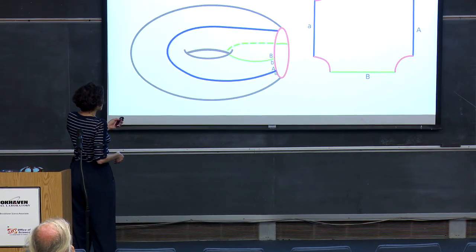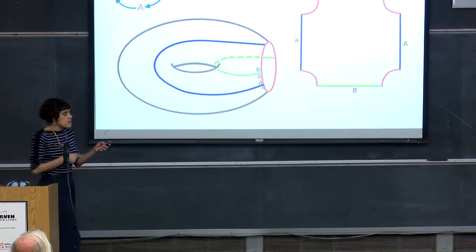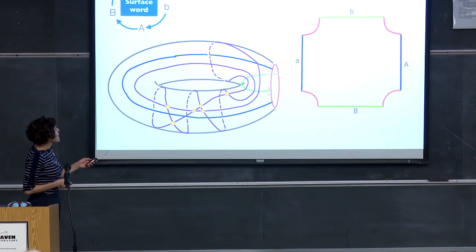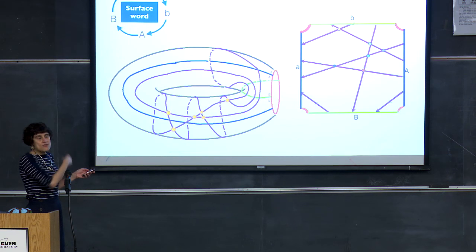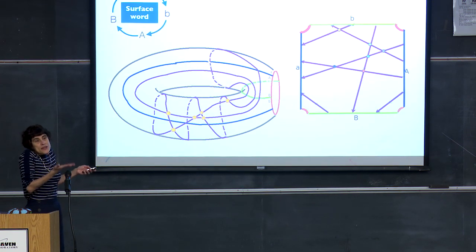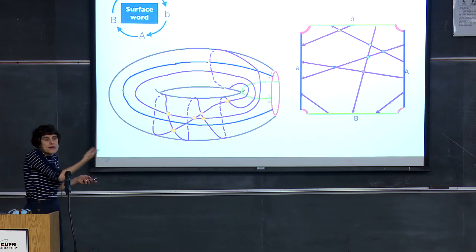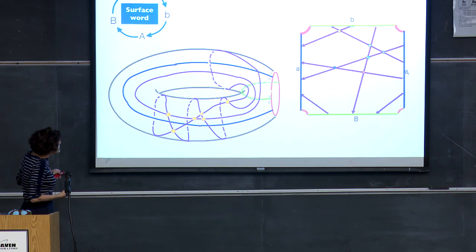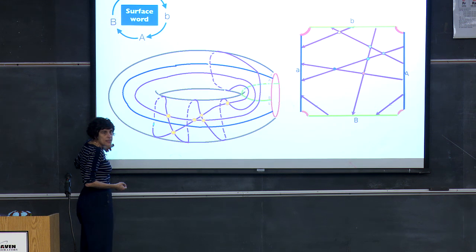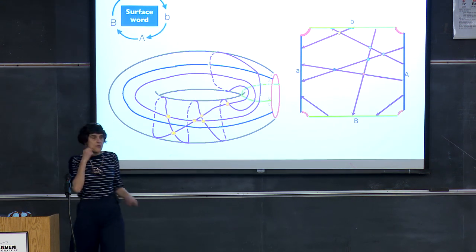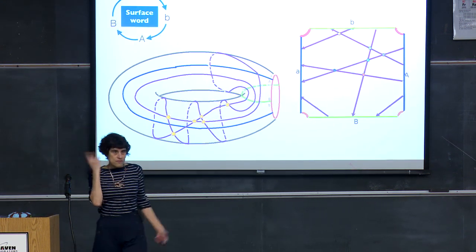Let's look at it. So I have one particular curve, and I'll show you how to assign a curve word to the class of this curve. If you have another curve, you just look at it. You follow the curve, and you just record what edges you cut. That will give you the curve word for the class of curves.